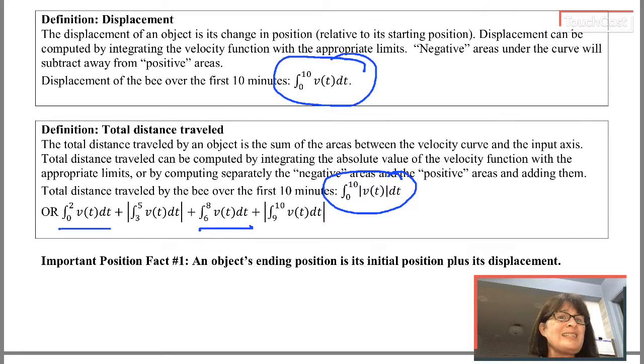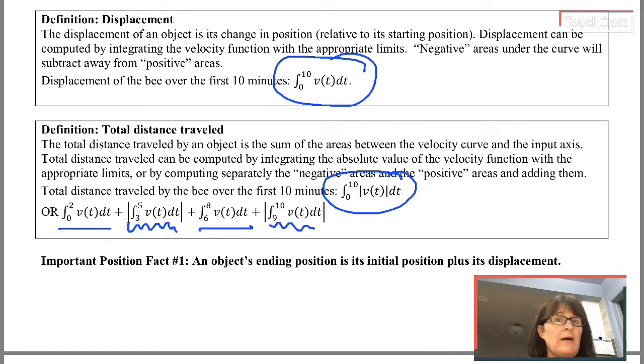The places where the velocity is negative, I would have to integrate. I'm going to get a negative result because I have a negative velocity. And then I have to take the absolute value of those sections so that they would end up counting toward my total distance traveled.